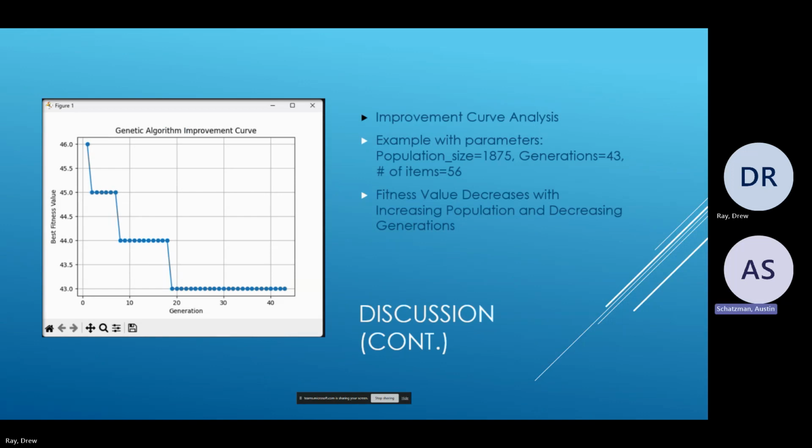Like you saw in the previous example of the improvement curve, a smaller data set with a lower quantity of generations in our runs shows a flatter curve, but with a larger generation population like displayed here, we can see a more drastic curve. In this example, our population size was 1,875 through 43 generations with our number of items and maximum value set to 56. As the population size and the generations increase, the fitness value along a curve will decrease as the algorithm runs until it about remains constant as it finds an optimal solution.